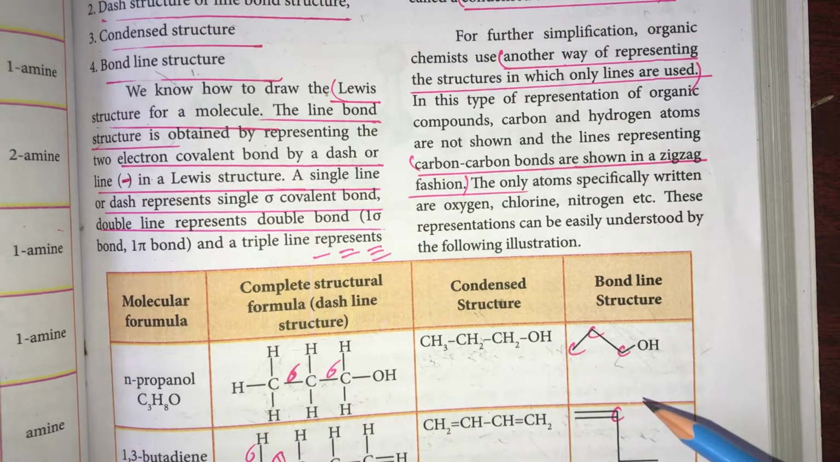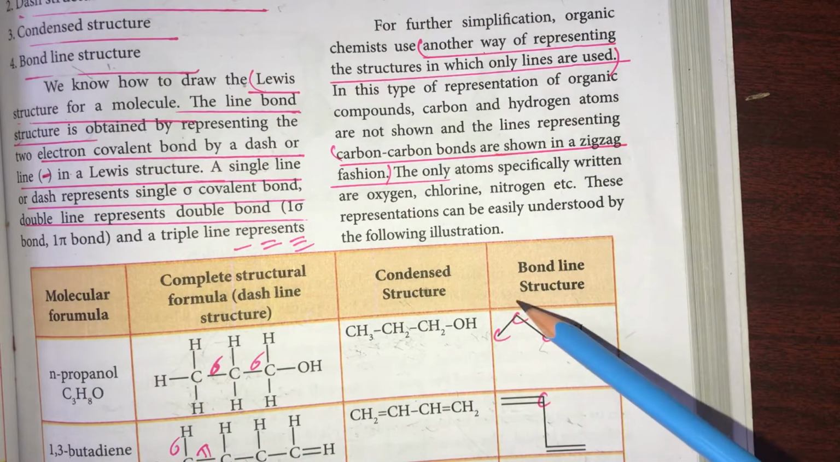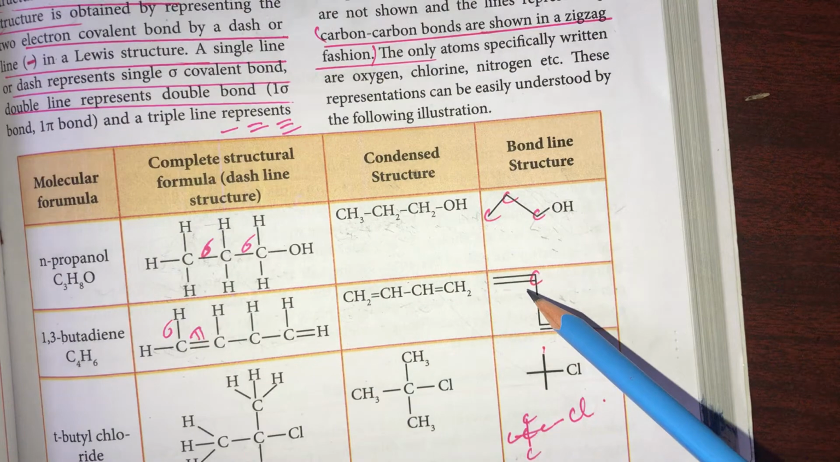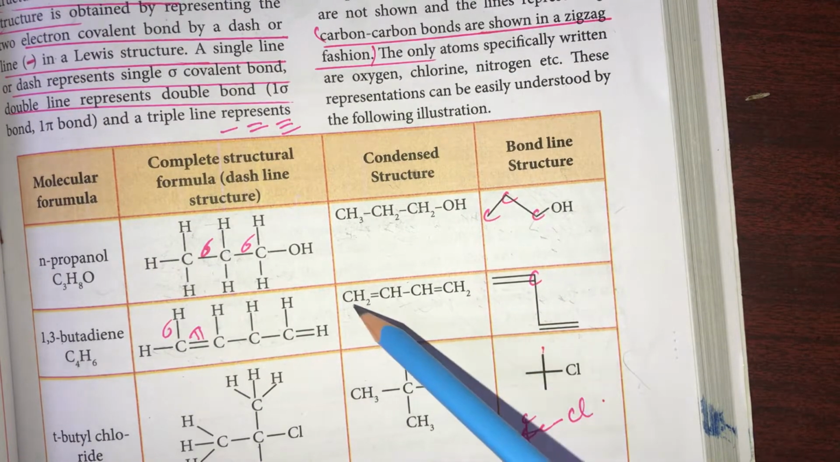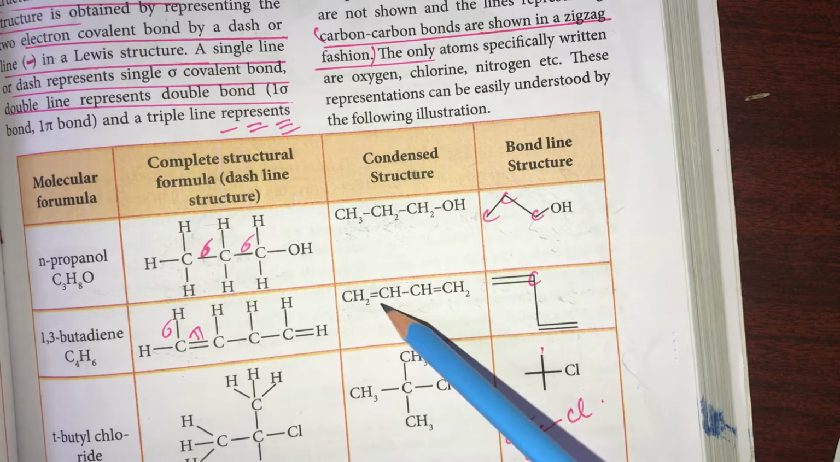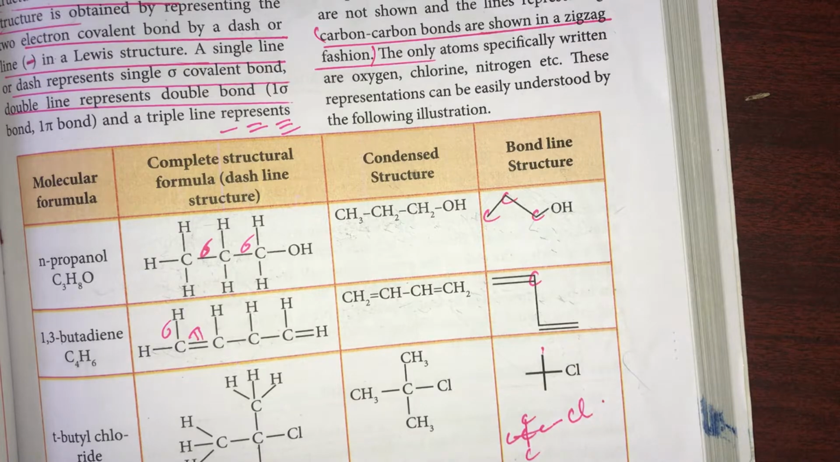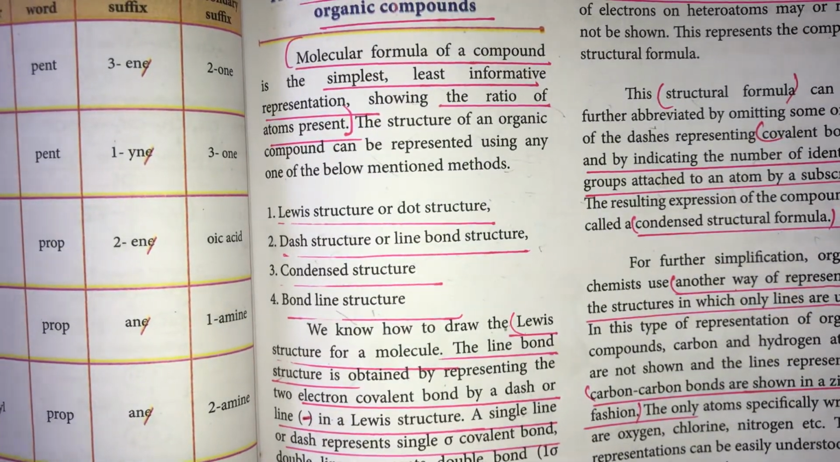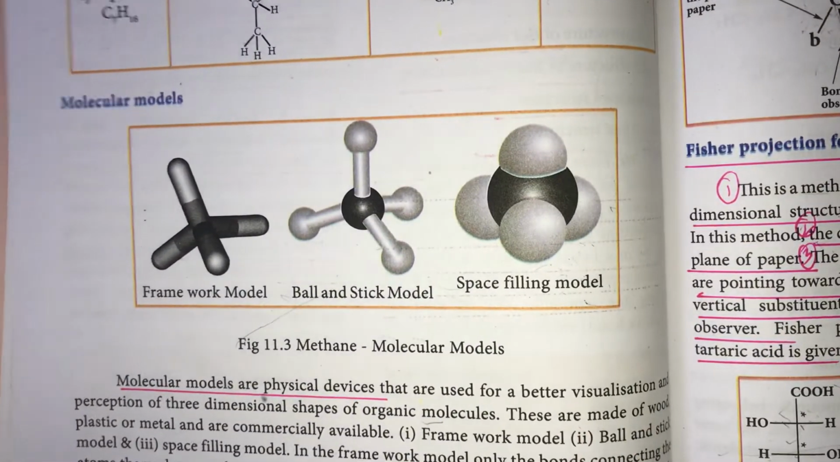The next one is the bond line structure. The same propanol can be represented in a zigzag fashion as the bond line structure: methane, ethane, propane. The bent line shows the presence of a carbon atom at that place. CH2, CH, CH, CH2: butane, 1,3-butadiene as shown by a bent line. So this explains the different representations of the molecular formula of a compound.